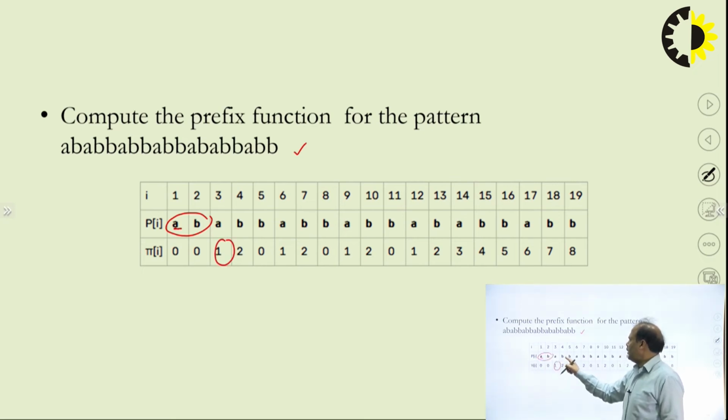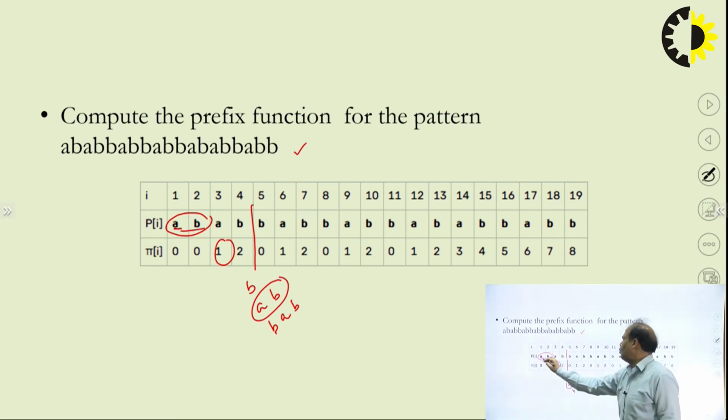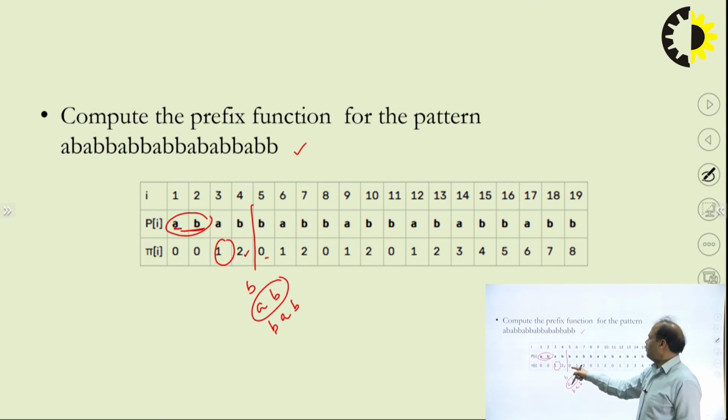What about this AB up to this? What are its proper suffixes? B, then AB, then BAB, right class? So you know what is the longest prefix which is matching over here? AB is the longest prefix which is matching over here. So its length is 2 now. Same thing we go here, B is not a prefix at all, BB is also not a prefix, ABB is also not a prefix. Same thing, BABB is also not a prefix, its length is 0.